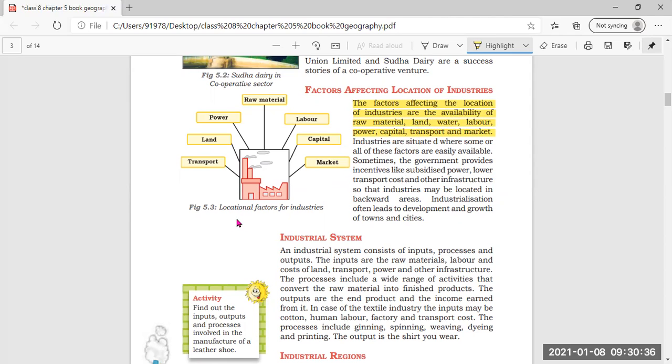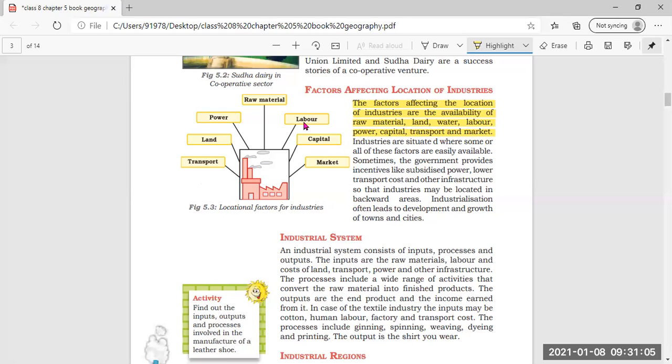And here you can see in the diagram also, figure 5.3, locational factors for the industry. First and foremost, you have read about raw material. Raw material should be nearby, either agro based, mineral based, marine based, or forest based. Whichever industry is put up, and whatever type of raw material, it should be available near the industry only.